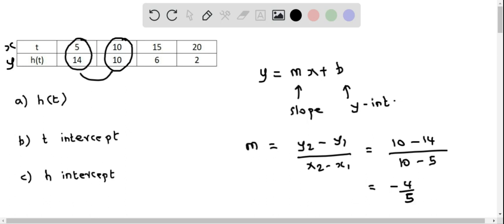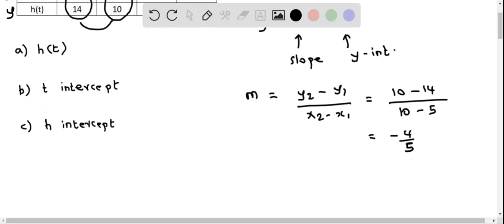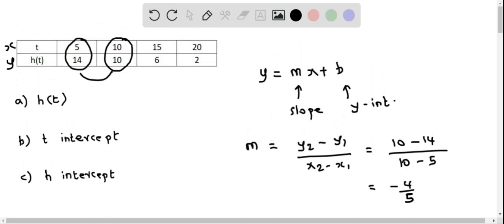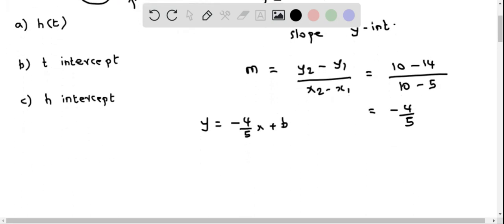Now we can plug it into this linear equation. So this will become y equals negative 4 fifths x plus b. Now we need to find the y-intercept, that is b. For this, I'm going to consider any point. I can consider the same point, 10 comma 10, and plug in 10 for y, negative 4 fifths, and x also 10, then plus b. So we can solve for b from this equation, which is the y-intercept.